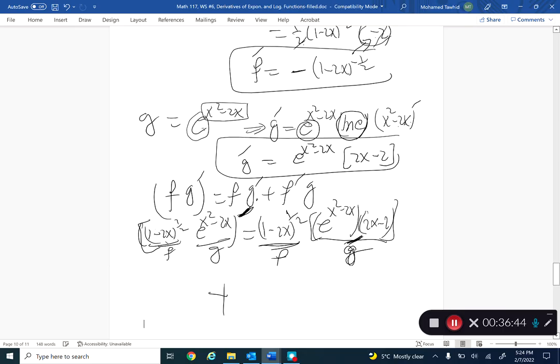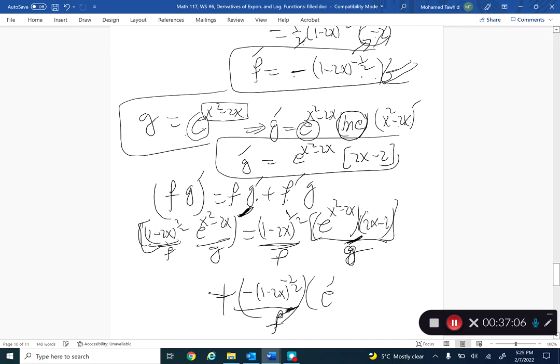Plus, then what is the rule? F prime. What is f prime? Look what you have here. That is your f prime, negative. So plus f prime, which is negative sign, 1 minus 2x to the power negative 1 over 2. I put it between brackets. That is your f prime. Then multiply by g. What is your g? Your g is e to the power x squared minus 2x. And then you are done. That is product rule. You don't need to simplify here. Just leave it as it is. That is your f g prime plus f prime g. All right. So that is very much our exponential here.